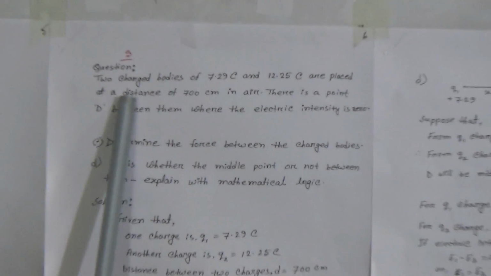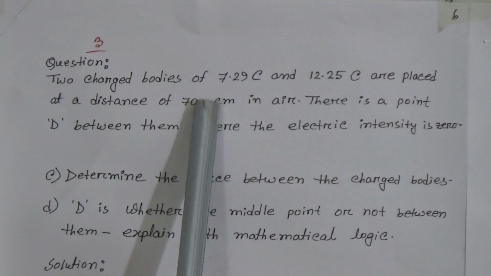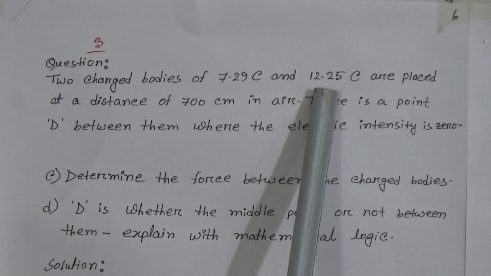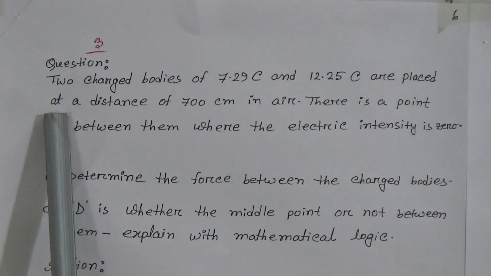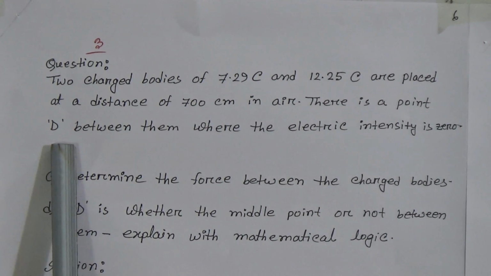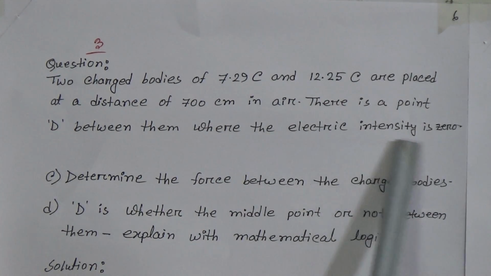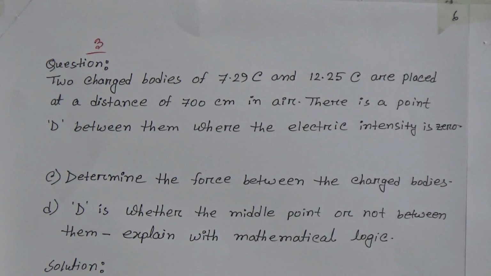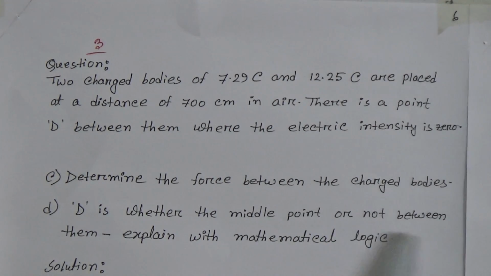Next CQ number 3. See the stem: two charged bodies of 7.29 coulomb and 12.25 coulomb are placed at a distance of 700 centimeters in air. There is a point D between them where the electric intensity is 0. My dear students, see question C: determine the force between the charged bodies. And question D: is D the middle point between them or not? Explain with mathematical logic. Okay, now how will we solve question C?